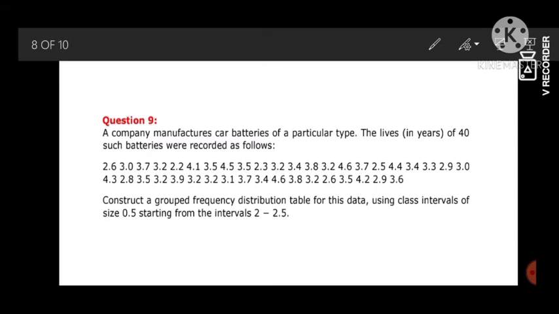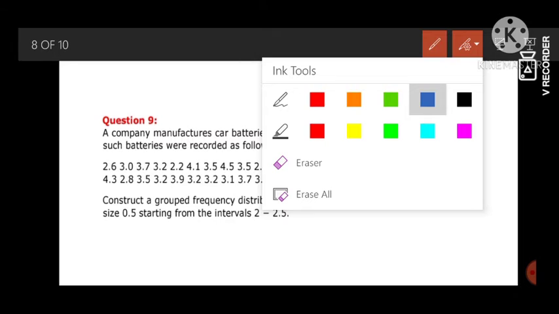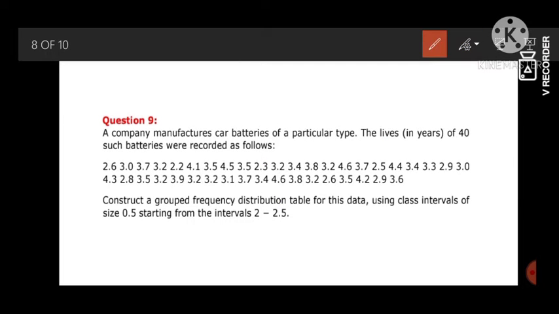Now let us see sum number 9. In sum number 9, it is asked: a company manufactures car batteries of a particular type. The life in years of 40 such batteries was recorded as follows. So total frequency will be 40 after making our group distribution table. So this is our raw data, and you can see it is given in decimal points.